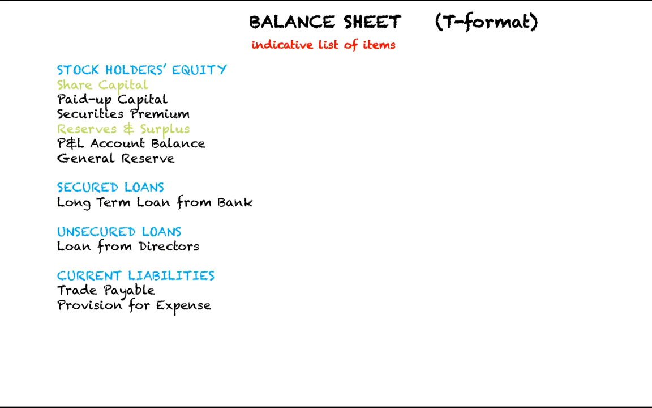In the case of partnership and proprietorship firms, instead of share capital, you will have partners' capital and proprietor's capital respectively. Then reserves and surplus. I have listed two here; there may be others also depending on the business. These two are the most popular, which will mostly be there in all businesses. That is the P&L account balance: all your profit less the losses from day one till the balance sheet date is presented here. General reserve is the money transferred every year from the P&L to general reserve. Some companies may do it, some may not, and this general reserve is used for some future purposes.